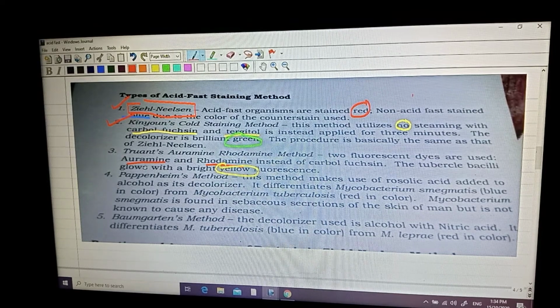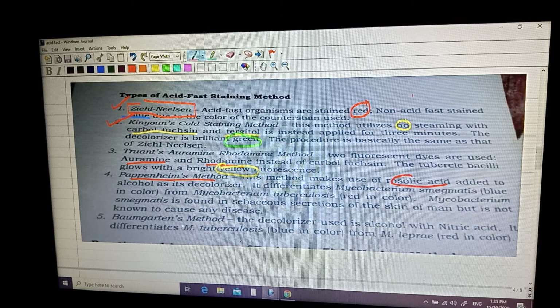We also have the Pappenheim method. The Pappenheim method makes use of rosolic acid added to the alcohol as its decolorizer. This method is used to differentiate Mycobacterium smegmatis, which is blue in color, from Mycobacterium tuberculosis, which is red in color. Remember that Mycobacterium smegmatis is commonly found in sebaceous secretions of the skin of man, but it is not known to cause any disease.